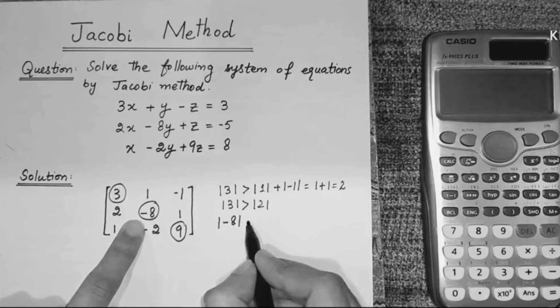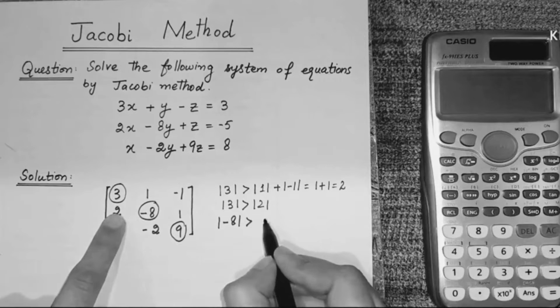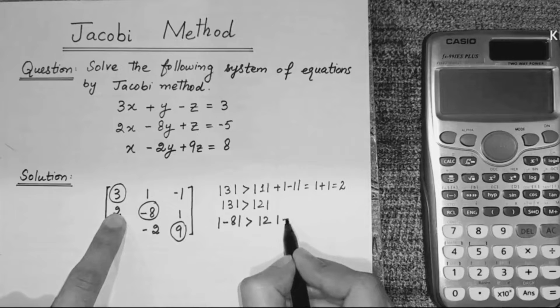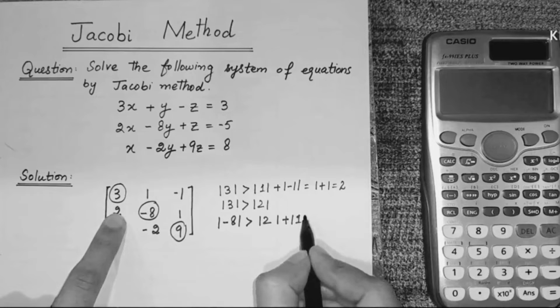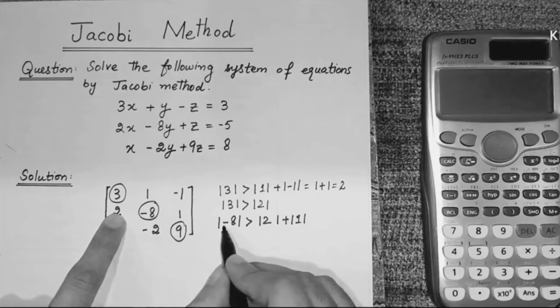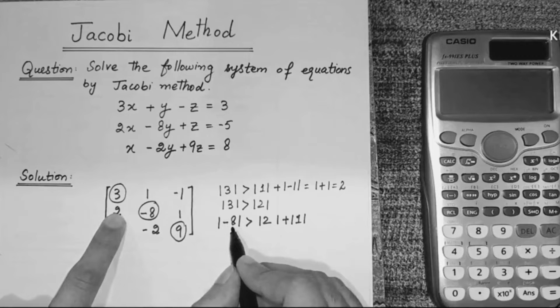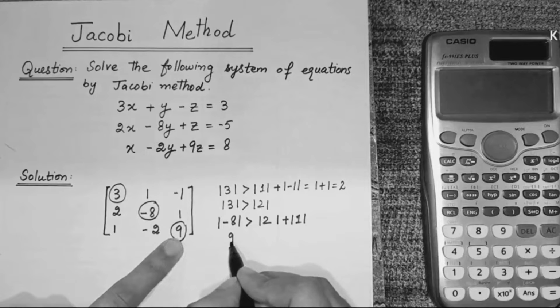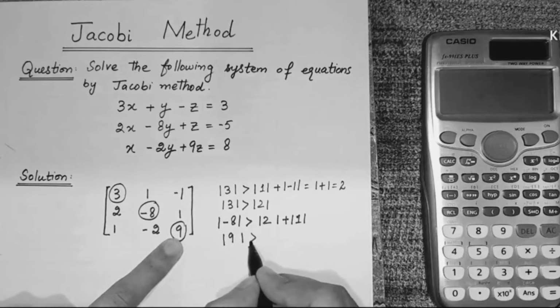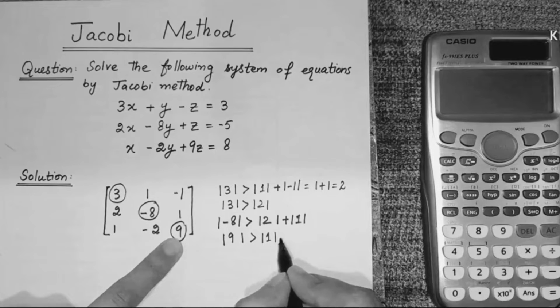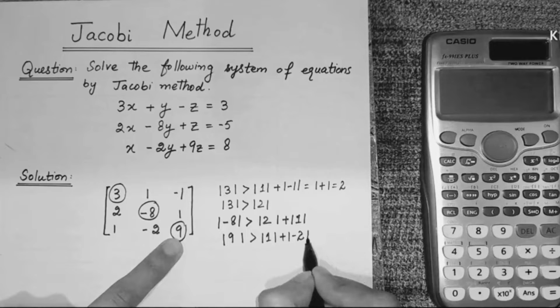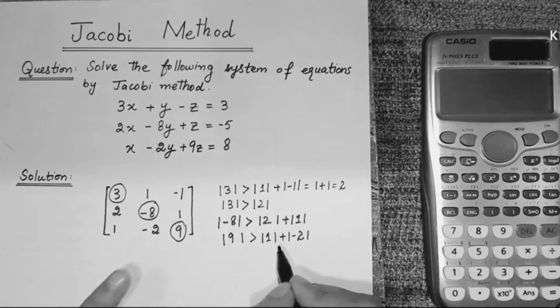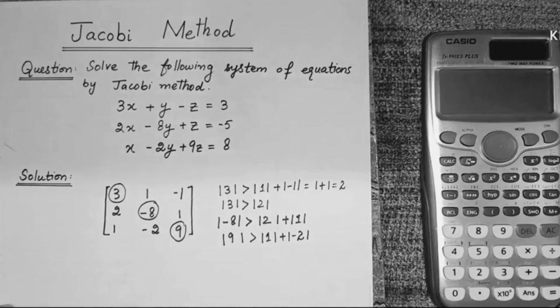The absolute value of -8 is greater than the absolute value of 2 plus the absolute value of 1. 2 plus 1 is equal to 3 and the absolute value of -8 is 8. So 8 is greater than 3. Next, the absolute value of 9 is greater than the absolute value of 1 plus the absolute value of -2, which is 3. So 9 is greater than 3. Now we are good to go.